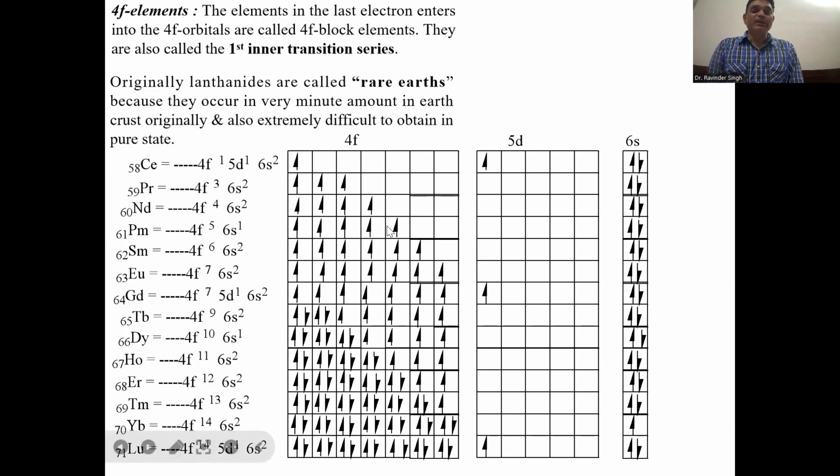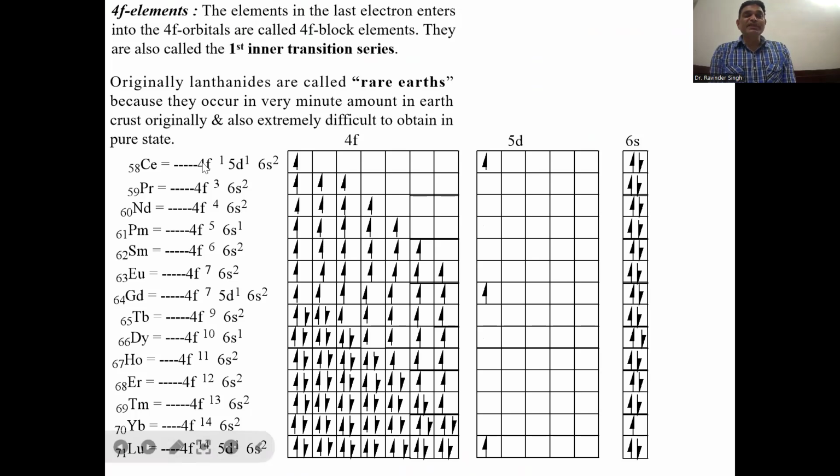So here is the electronic configuration of all the elements of the 4f block. The 4f block starts from cerium, whose atomic number is 58, ranging up to lutetium, atomic number 71, because they follow lanthanum, whose atomic number is 57. That's why all these 4f elements are called the lanthanides. That question may be asked in your examination also.